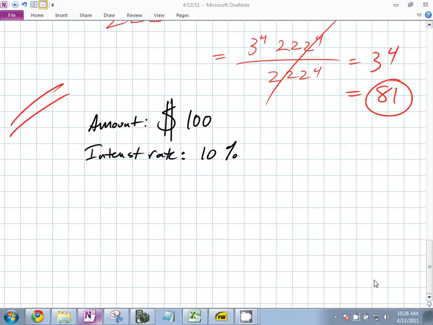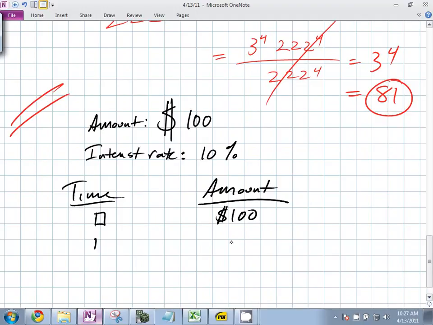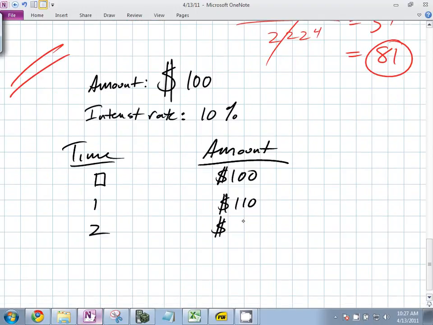Let's say you put $100 into an account, and every year, once a year, it earns 10%. So time in years, and the amount in the account. After 0 years, there's going to be $100 in the account. You're putting it in. After 1 year, how much money is going to be there? 110. After 2 years, how much is going to be there? 120, if you're doing simple interest, if you're just doing interest on the original amount. More likely, though, how much is going to be in there? $121.